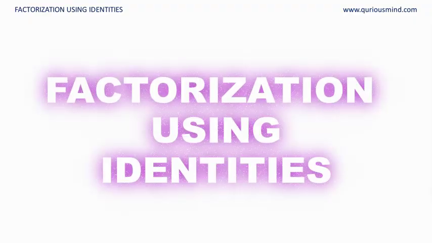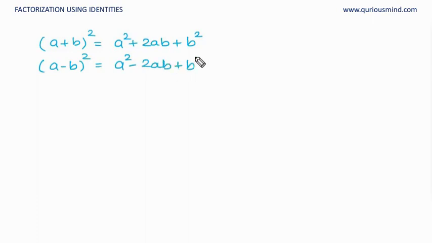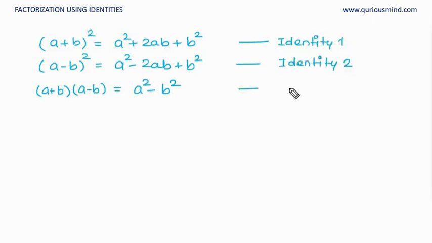Hello everyone. In this video, we will learn another method of factorization of algebraic expression, that is using identities. Now we remember we have learned identities earlier. Let's write them down. Okay, so these are the three square identities, identity 1, 2 and 3.